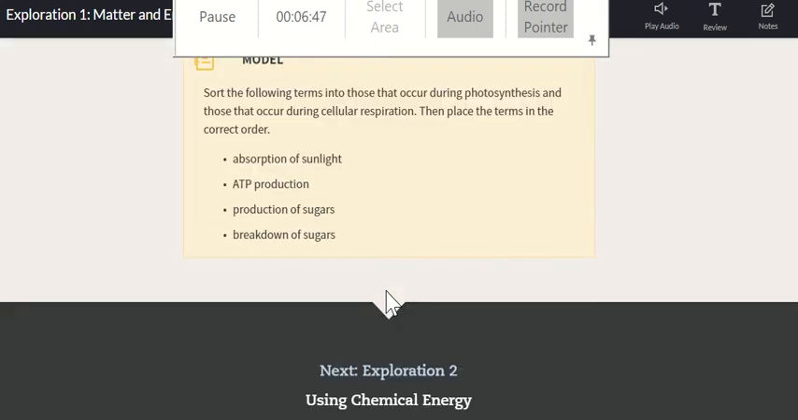Now that finishes up exploration 1. And when we go to exploration 2, the next time we meet, we're going to talk about how cellular respiration takes in sugar and breaks it down into ATP. We're actually going to look at it at the molecular level.